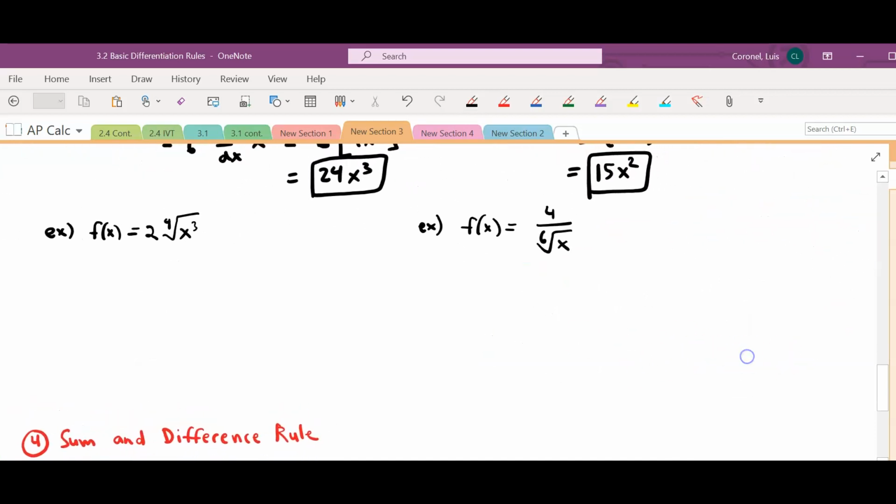Alright, we got 2 more. Next example, f of x equals 2 times the 4th root of x cubed. So as I see this, I'm thinking, okay, let's change how this looks. What we're gonna do is keep the cube, x to the 3rd power, but put the 4 on the bottom because it's the 4th root.